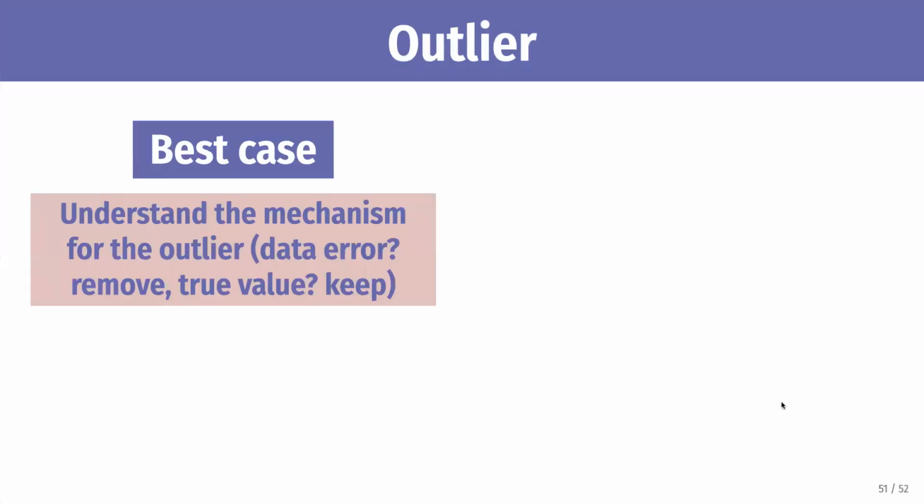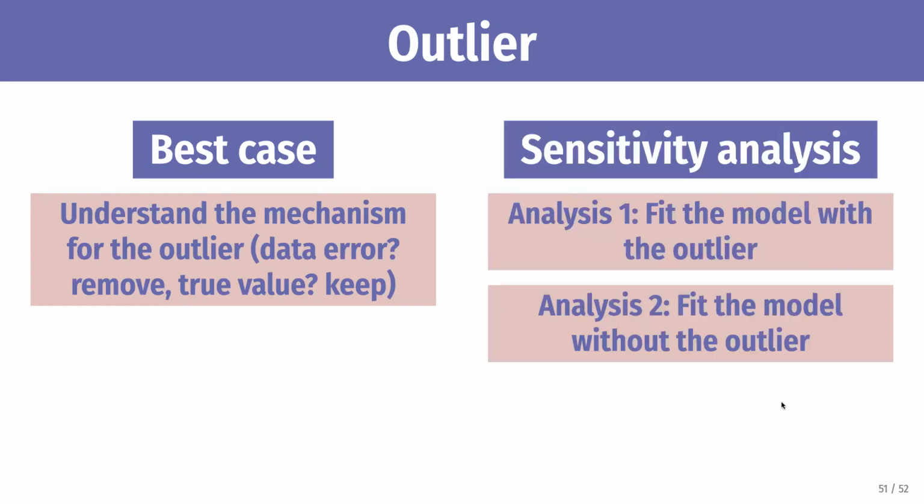The last one is for outliers. So this is another very common thing that we always teach when we're starting any kind of regression analysis class, we usually talk a lot about outliers. The best case for an outlier is that you understand the mechanism for the outlier. So if it's a data error, then you would remove it. But if it's a true value, then you would choose to keep it. And so for sensitivity analysis, this is pretty straightforward, but basically you're going to fit your model with the outlier and then fit your model without the outlier and see how that changes your result.